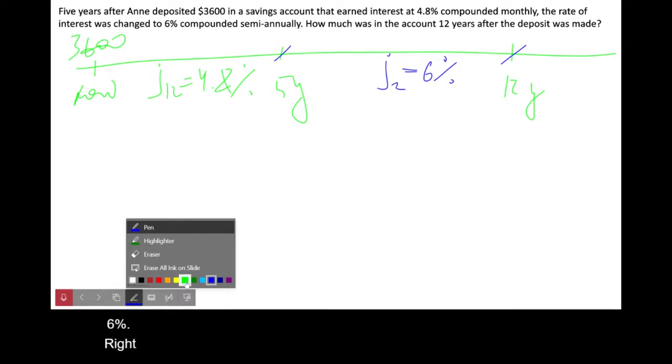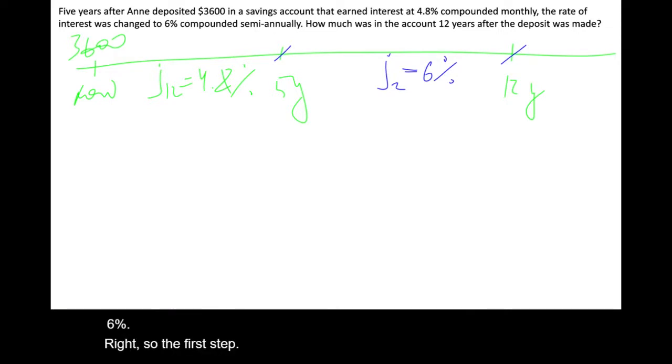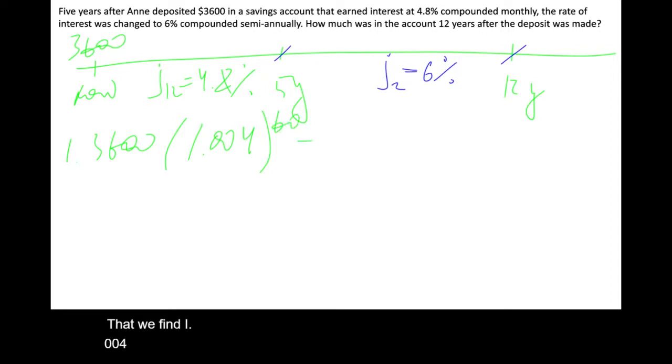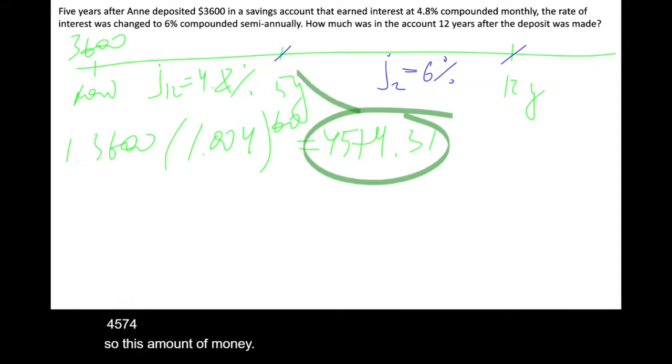Right, so the first step, we take 3,600, 1 point, we find i, 0.004, 60, right? So 4574.31. So this amount of money right there.